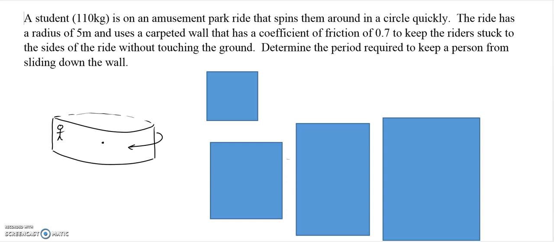All right, here's your circular motion problem. So we got a student on a ride, and they've got a mass of 110 kilograms, and they're spinning on this ride super fast. The ride has a radius of 5 meters and uses a carpeted wall with a coefficient of friction of 0.7 to keep the riders stuck to the sides of the ride without touching the ground when the ride spins. So your goal is to determine the period required to keep the person from sliding down the wall.